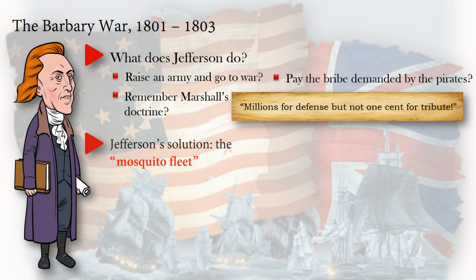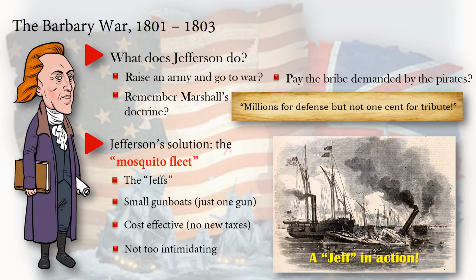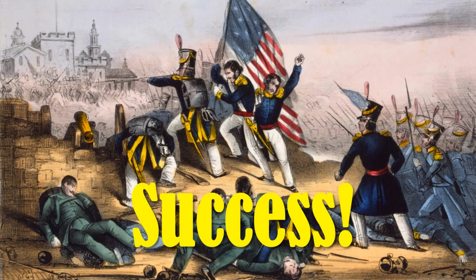So what's the solution? His solution is to raise a tiny little navy, which he calls the Mosquito Fleet, or the Jeffs, as they're nicknamed. These are tiny little ships, small gunboats with just one gun. They're cost effective, which means no new taxes, and they're not too intimidating, so no one is really worried that Thomas Jefferson is going to turn these on the citizens and become like George Washington in the Whiskey Rebellion.